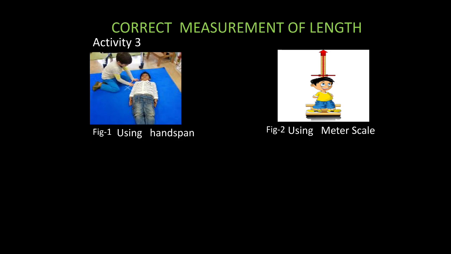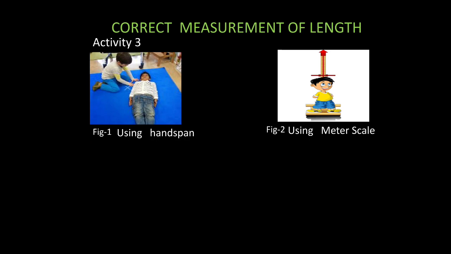In the first column you have to write the name of the boy who is measuring. In the second column you have to write the height using handspan, and in the third you have to write the height of the boy which has been measured using a meter scale. Got it? So in the first case you can see that the child is using his hand and he has written some number, suppose 10 or 12, whatever number of handspans.